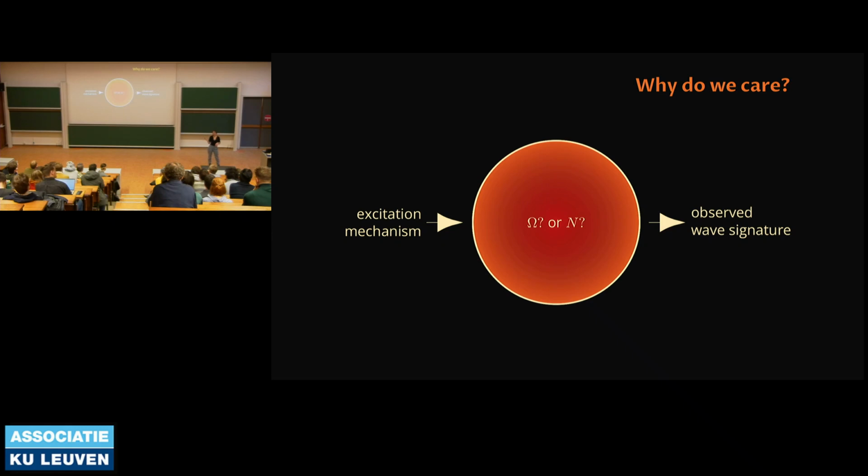Now, for planets, that will mostly be because the terrestrial planets that I look at, we know the rotation very well. So we really want to know something about what is the structure of the Brunt-Väisälä profile.